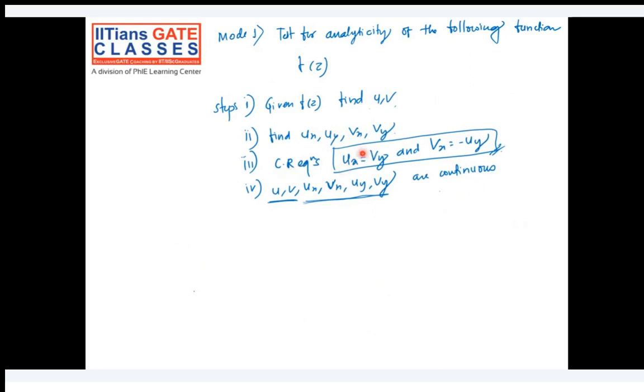Differentiation of u with respect to x is equal to differentiation of v with respect to y, and differentiation of v with respect to x is equal to minus differentiation of u with respect to y. If this condition is satisfied, then you can clearly say the given function is analytical. Okay. Another point you can check is not needed, these two are enough. But what does this indicate? It indicates that your u, v, and the differentiation of u and v in terms of x and y are continuous. That is what it represents.